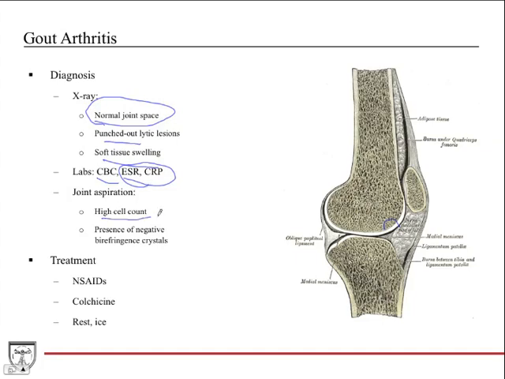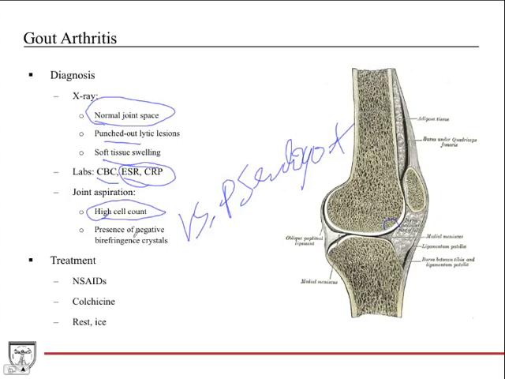So what you're going to see is a high cell count and the presence of negative birefringent crystals. Now, sometimes they'll show you a sample of the aspirate from the knee and they'll show you these crystals. Sometimes they'll just tell you that they had these crystals. So you definitely want to be aware of that. This would be versus pseudo-gout, which is another common board question, which can affect really any joint, but you can see it in the knee.